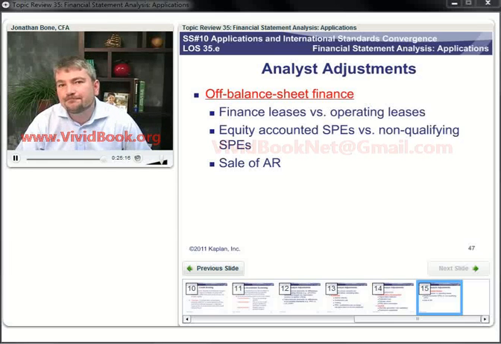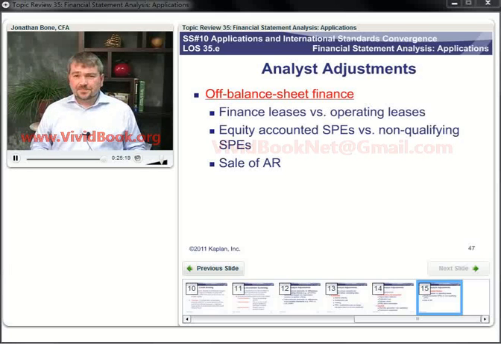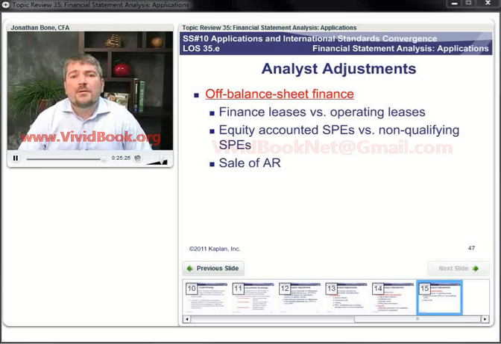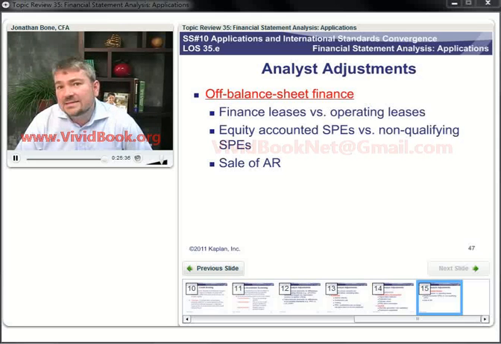Finally, sale of accounts receivable. If a company has sold its accounts receivable to a factoring company or a variable interest entity, special purpose vehicle, remember the accounts receivable won't be in the balance sheet and instead will have a gain or loss on disposal in the income statement. Well, again, that means if you're going to compare that to a company that hasn't sold its accounts receivable, you're not comparing like with like. So typically the analyst will reverse the sale of the accounts receivable by putting the accounts receivable back into the balance sheet and showing the proceeds received on the sale as a loan rather than sales proceeds.